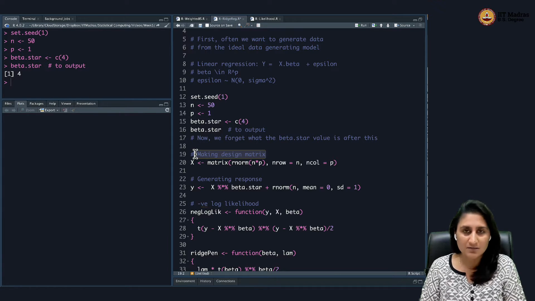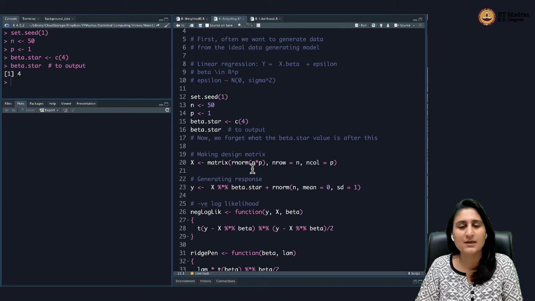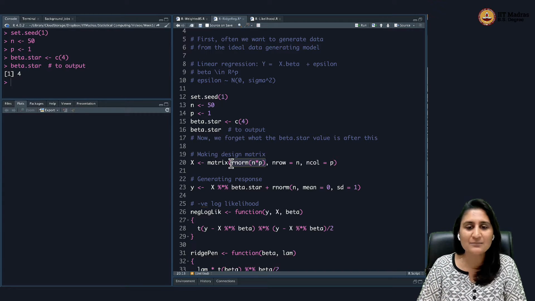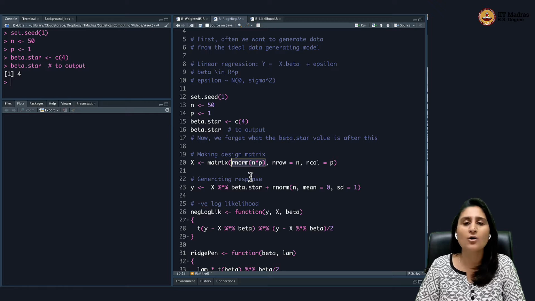Then I make my design matrix, which is basically the X matrix. And there are many ways to make this. And X is never typically assumed to be random, but one way to make this is just to randomly obtain N cross P observations.